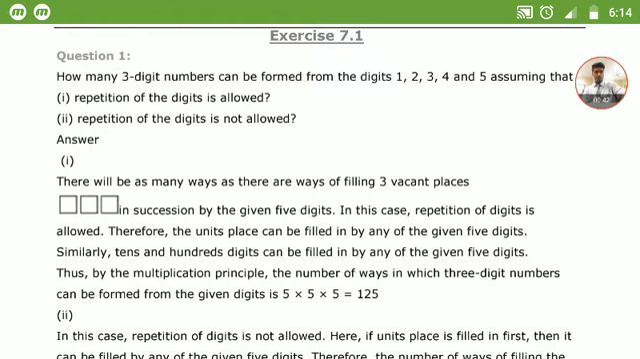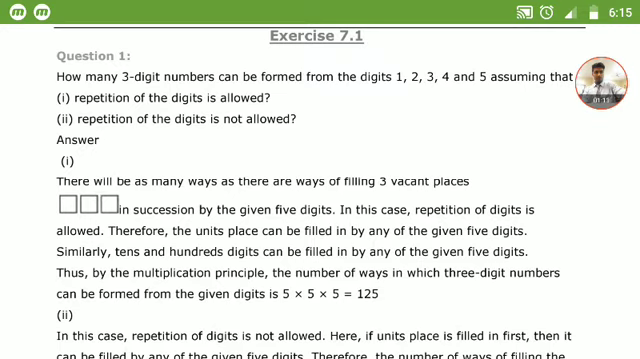Okay, let's start off with the numerical. How many three-digit numbers can be formed using the digits 1, 2, 3, 4, 5, assuming that repetition of the digits is allowed, and second, repetition not allowed? Now, what does repetition allowed mean? Repetition allowed means supposing a number is 112 or 111. This is a three-digit number chosen from digits 1 to 5. Clear? Now let's start off.